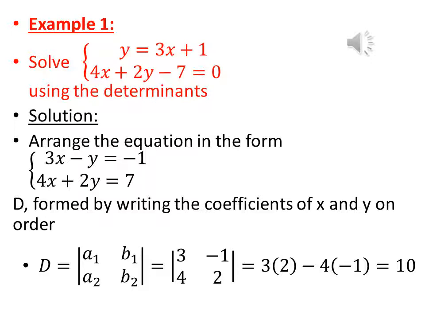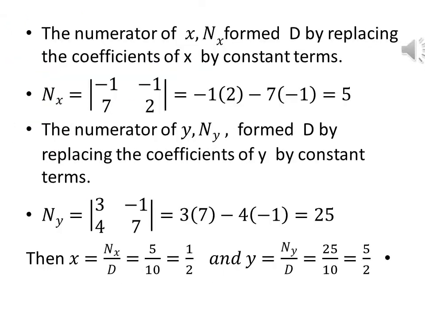So the first thing is to determine D. D is made of the coefficients of x and y, and when we solve it, we get D. We continue to solve the two equations together. First, get D: the coefficient of x, coefficient of y, coefficient of x, coefficient of y. The value of D is equal to 10.